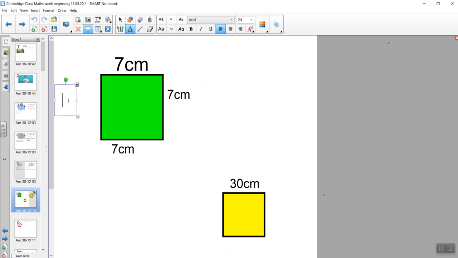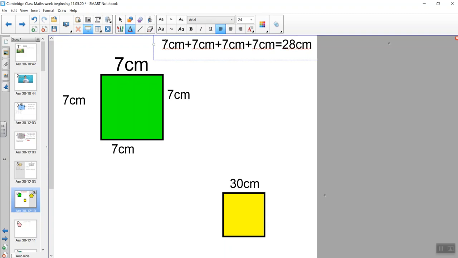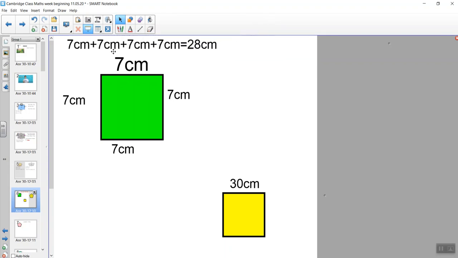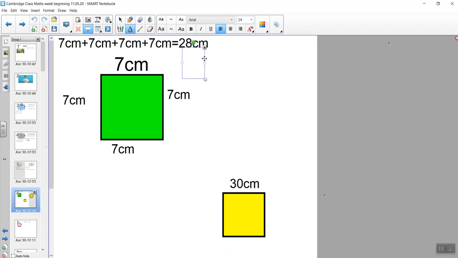So to work out the perimeter of this shape, I can say 7 centimetres added to 7 centimetres added to 7 centimetres added to 7 centimetres equals 28 centimetres. So I know the perimeter of my shape is 28 centimetres. But of course, because this is a square and I'm adding the same amount every time, there's a quicker way of doing it. We could say 7 centimetres four times, which is 28 centimetres. That's our quick way of doing it.